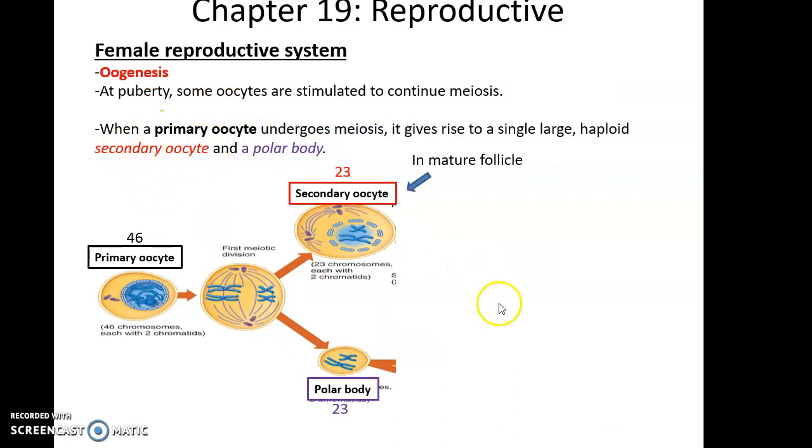During the development of the mature follicle, the oocyte will divide, giving two cells, a secondary oocyte with 23 chromosomes and a polar body. The polar body has 23 chromosomes, and that's about it. So it gets discarded, and the secondary oocyte will not only have the 23 chromosomes, but also most of the cytoplasm. So it's a very large cell within the mature follicle.